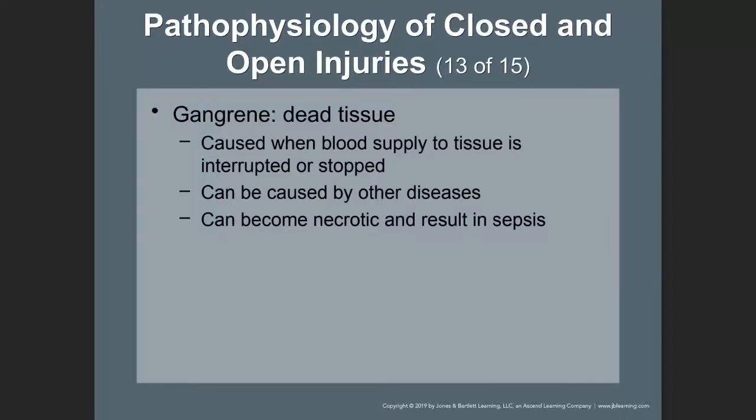Gangrene, dead tissue, caused when blood supply to tissues is interrupted or stopped. Can be caused by other diseases, can become necrotic and result in sepsis. And they can develop tetanus, which is caused by an infection with an anaerobic bacterium.